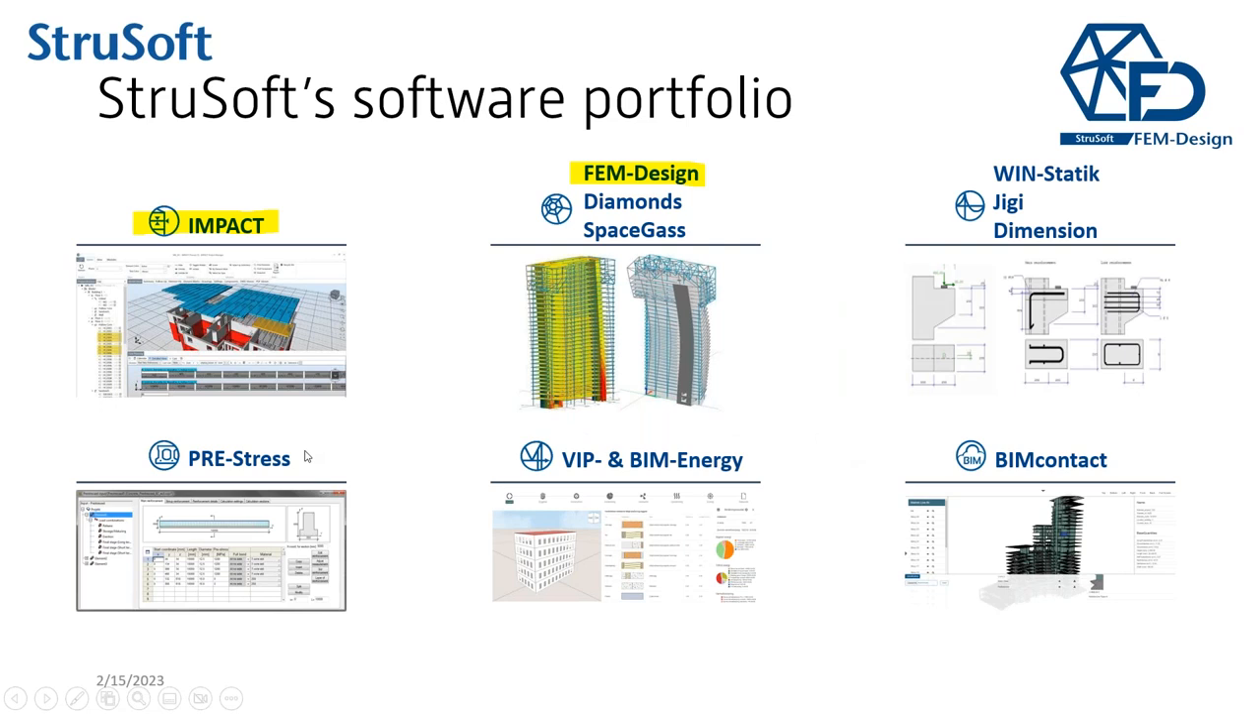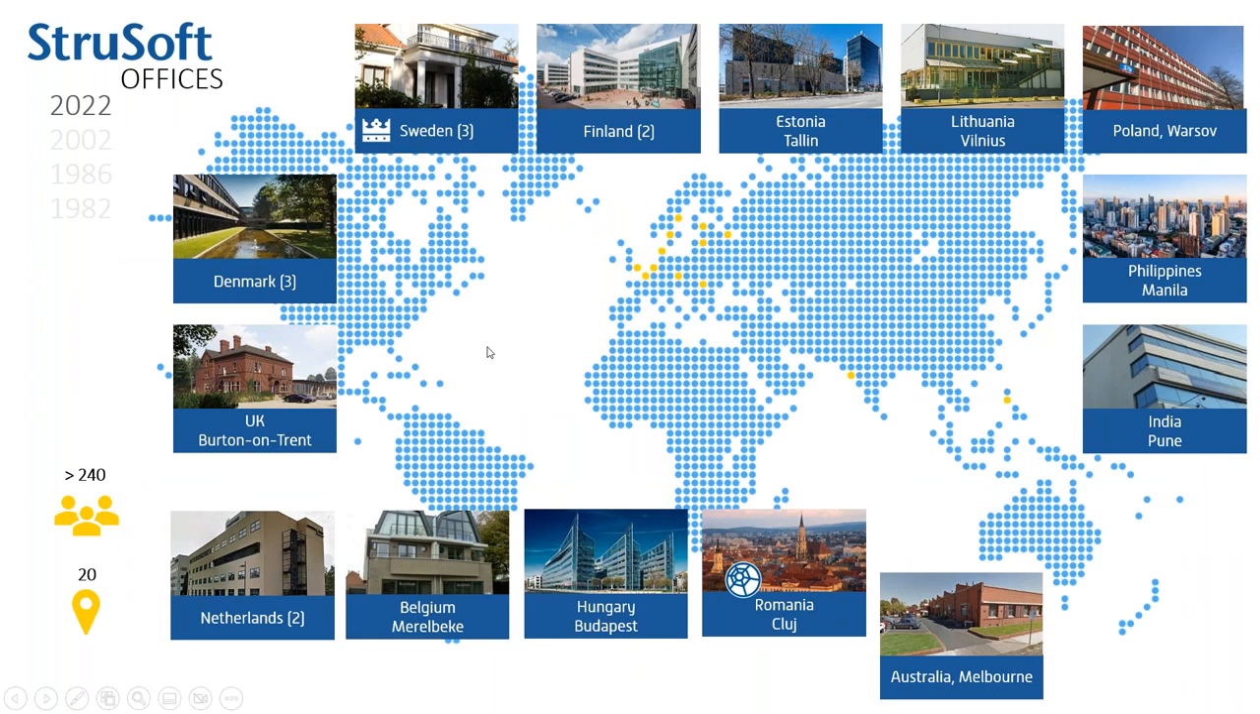First I would like to talk about our software and a little bit about our company. Today I'm going to show you FEM-Design, but we have other software also. Two of our biggest are Impact for precast structures and planning, and FEM-Design for calculation. We also have smaller calculation software like Instatic, Yigi or Dimension, and Pre-stress for pre-stressed concrete structures, VIP or Beam Energy for energy calculations, and Beam Contact also. Currently we have over 200 employees in over 20 locations, with offices all over the world like India or Australia, but mostly in Europe.